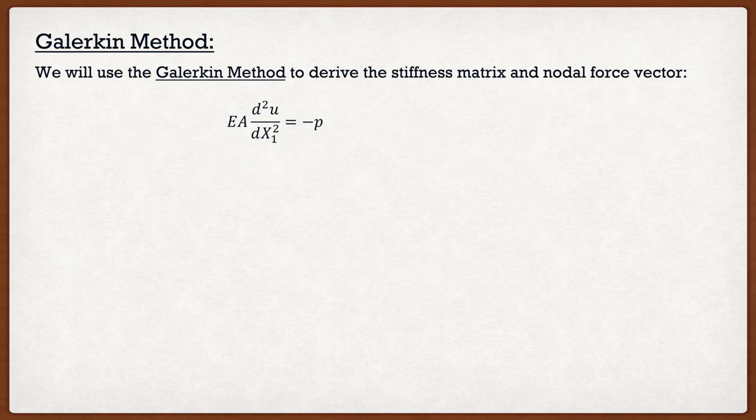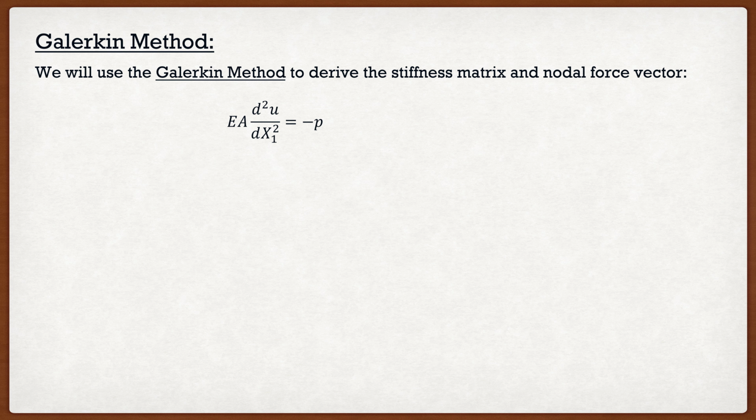Now, because we're doing the Galerkin method, we are going to move all the terms to one side and call this our residual R. So our residual R is going to be the exact same thing, except all I'm going to do is take that P and move it over to the left-hand side.